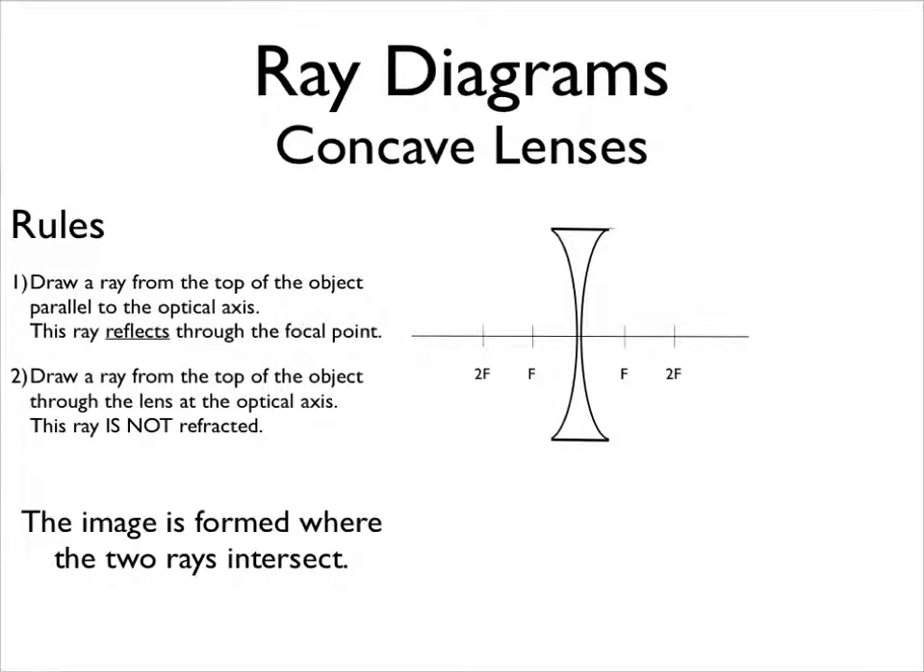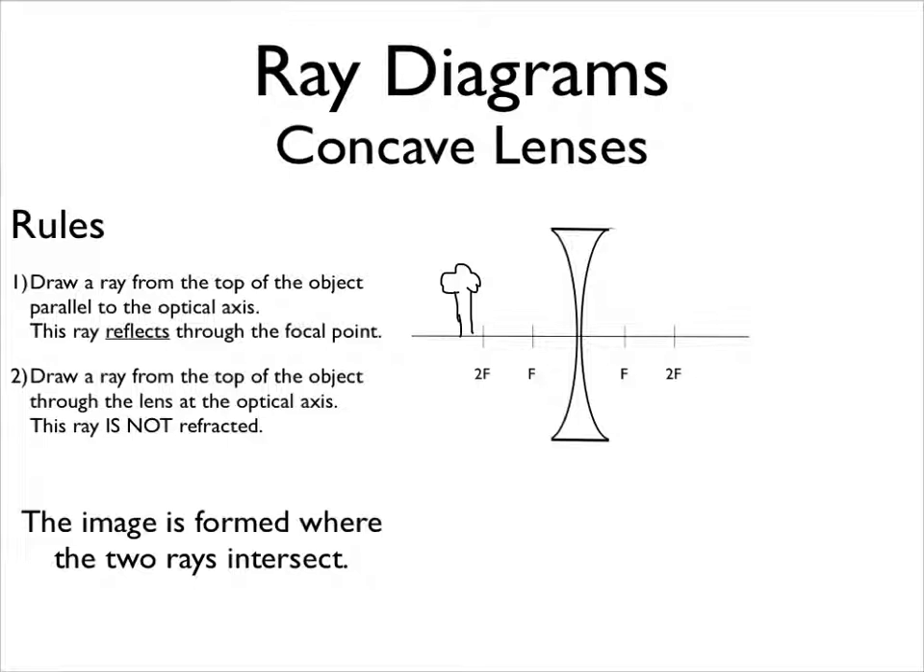So let's start with this double concave lens and draw a ray diagram for this double concave lens. And so we're going to look at this tree. Don't make fun of my drawing. We're going to look at this tree through a double concave lens. And we're going to follow the rules for how to do this. Our first rule is we're going to draw a ray from the top of the object, that's my tree, parallel to the optical axis. And the optical axis is this black line that runs through the center of our lens.